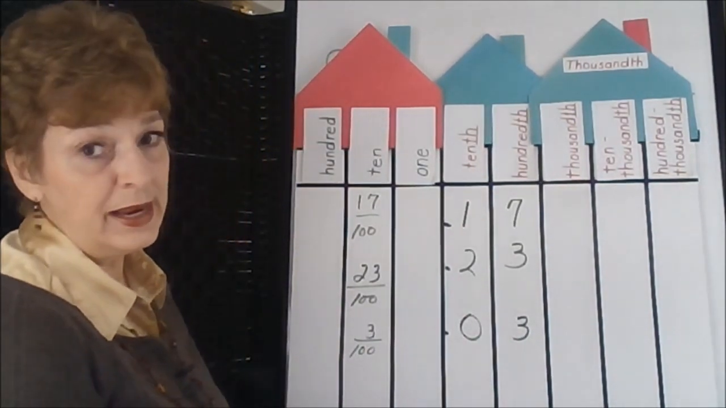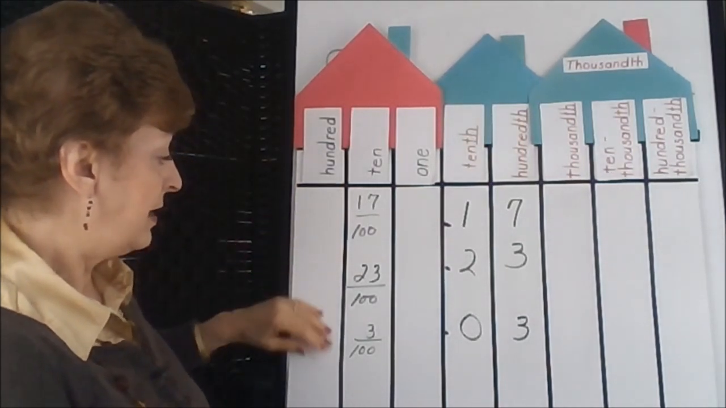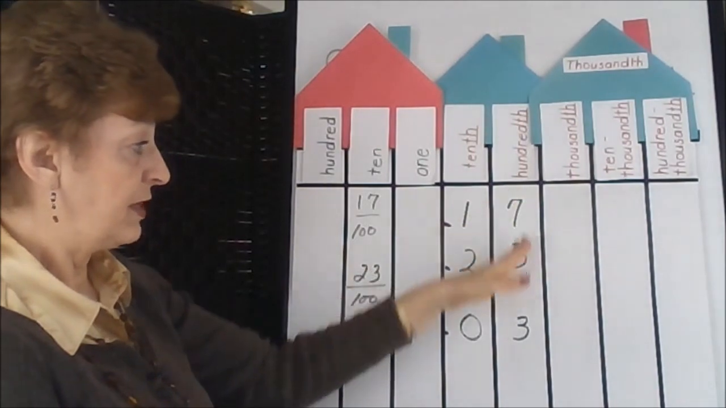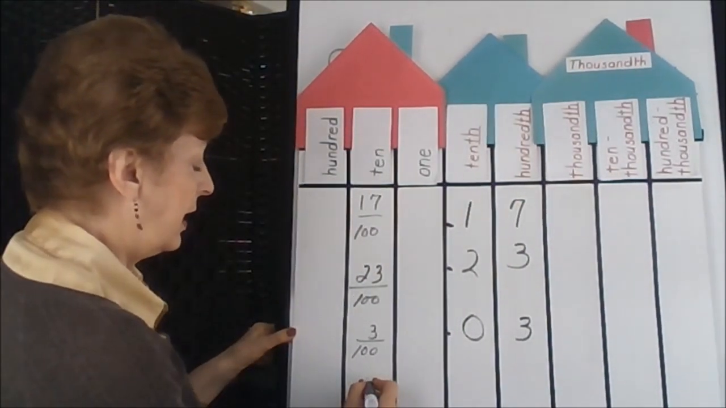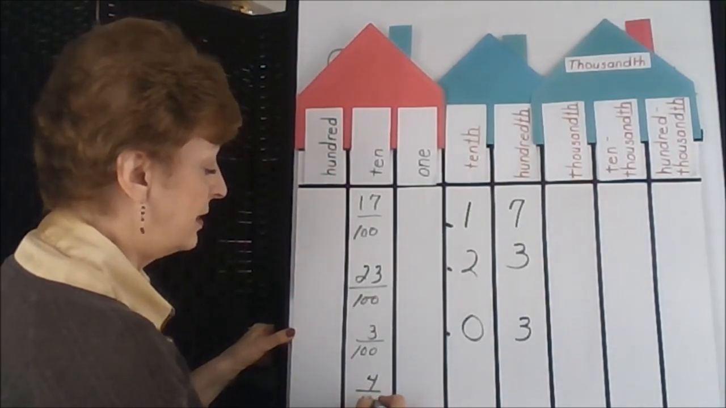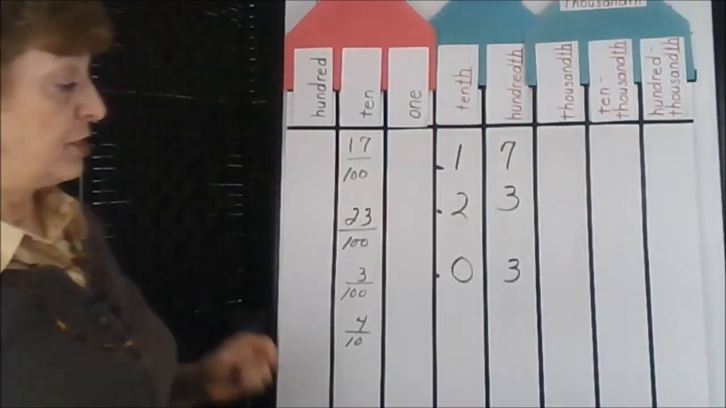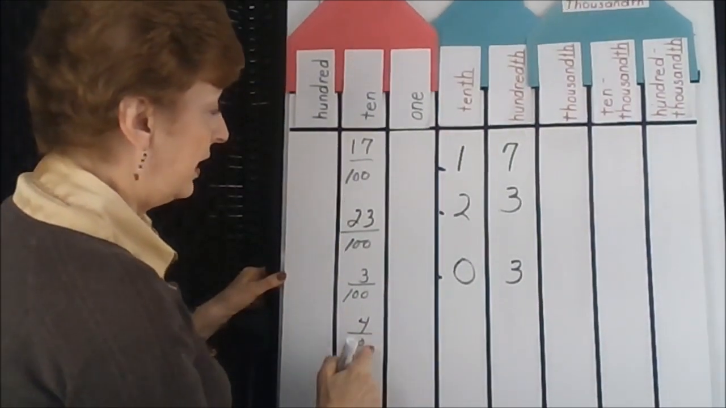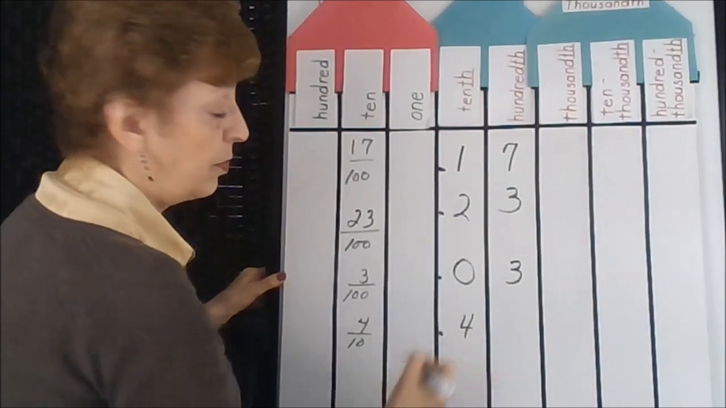So as long as we have fractions that end in 100, it fits perfectly into the chart. If we had something like 4 tenths, there's also a spot for that. We would just simply put our 4 in the tenths column and our decimal point.